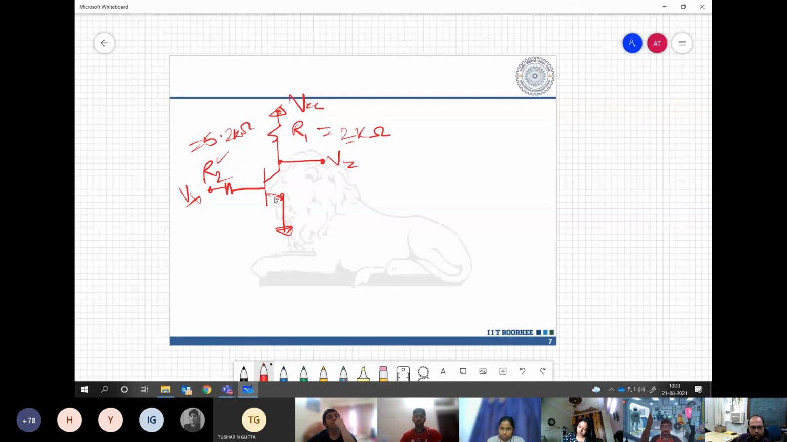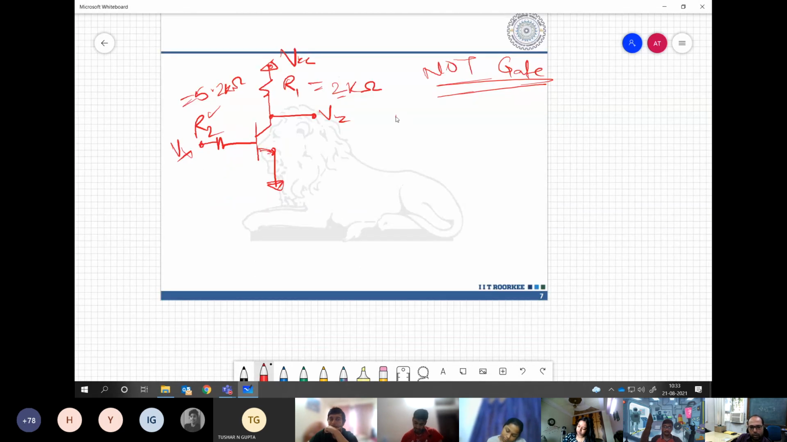So this is what our common emitter NOT gate is. This is how it is realized. So if you have to plot the V input versus V output, or Vx versus Vz, the graph may typically look like this.